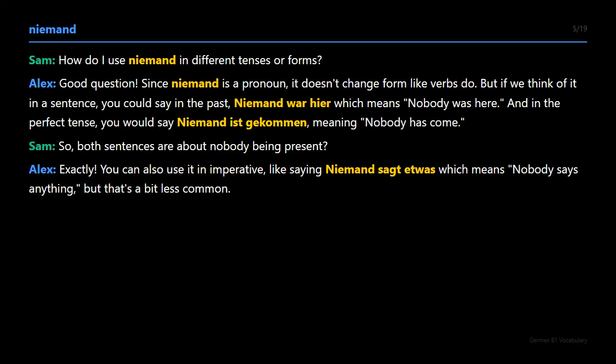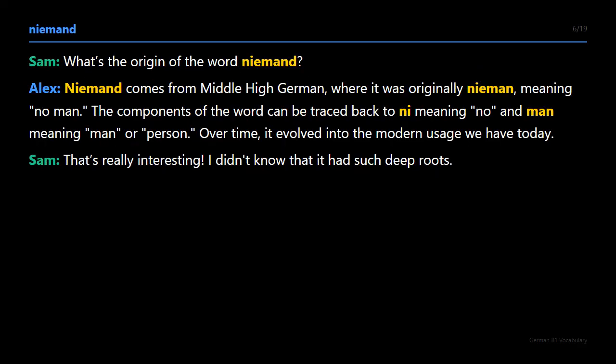What's the origin of the word niemand? Niemand comes from Middle High German, where it was originally niemand, meaning no man. The components of the word can be traced back to nie, meaning no, and Mann, meaning man or person. Over time, it evolved into the modern usage we have today. That's really interesting. I didn't know that it had such deep roots.